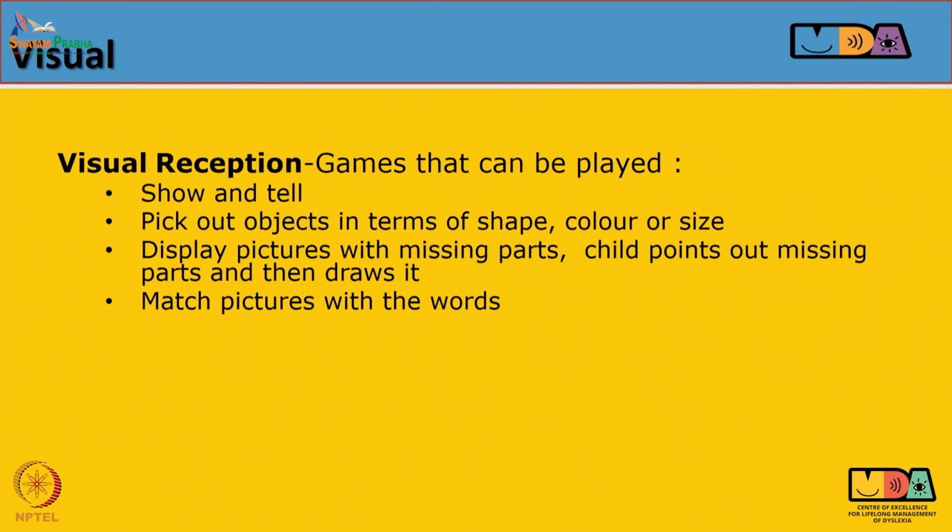We can also give him a variety of objects in different shapes, and have the child classify or segregate them by the same shape, same size and the same colors. We can display pictures with missing parts and the child points out the missing parts and draws them. He can match pictures with words. These are skills that need to be taught and given to the child right from the very early stages of learning. If these modalities and skills are in place, the child will find learning very easy in the later stages.